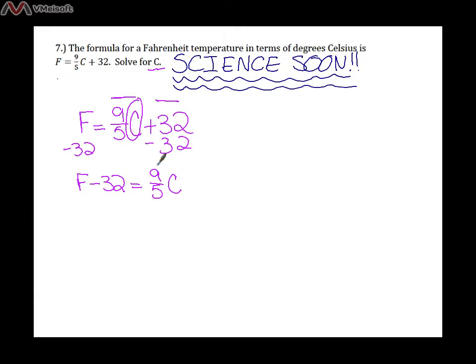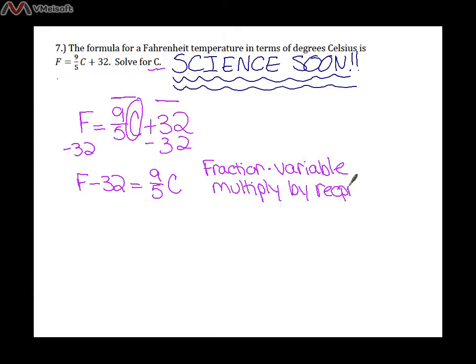Remember, when you have a fraction times your variable, just simply multiply by the reciprocal. Both sides, though. So I'm solving for C, so I'm going to multiply by my reciprocal. In this case, it's going to be 5/9.